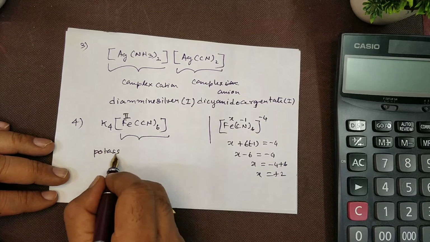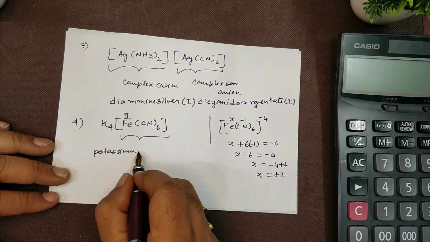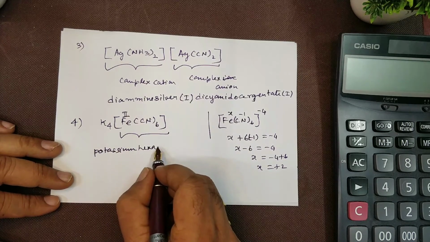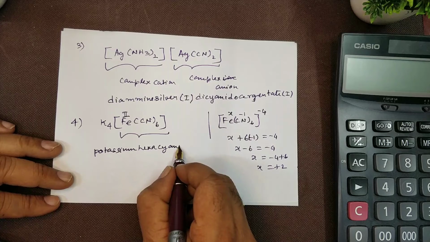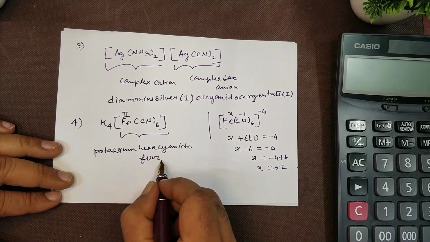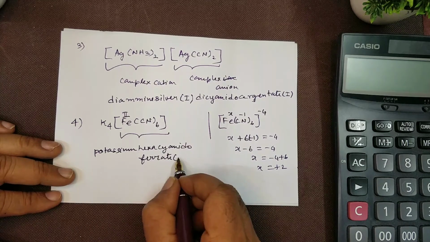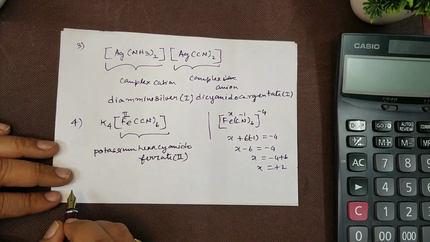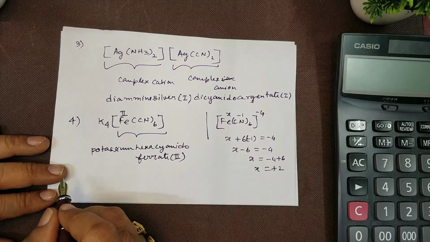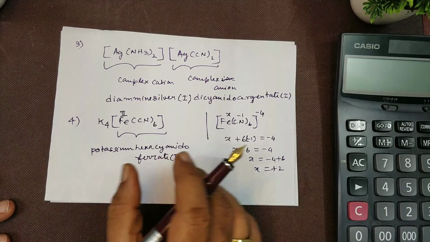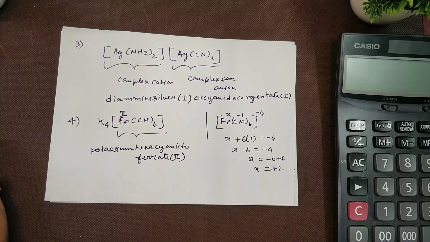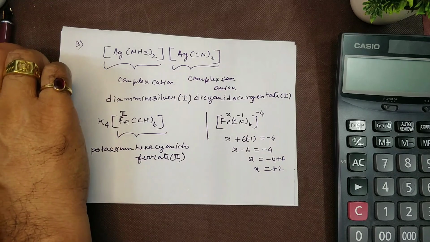Potassium, and then hexacyanido, ferrate, 2. Okay. In fact, you have to continuously give the name. You should not leave a gap for the complex ion. Hexacyanidoferrate should continuously come. Got it?